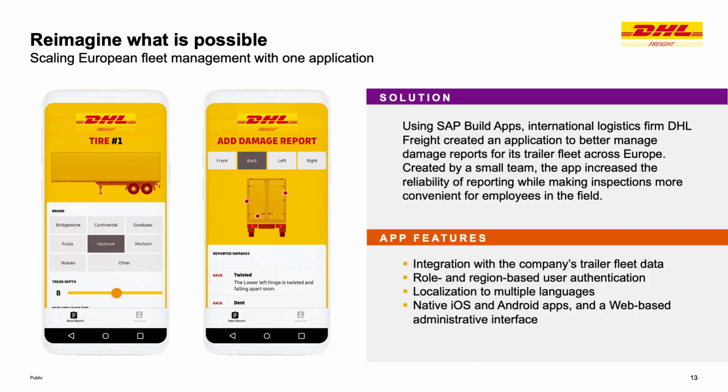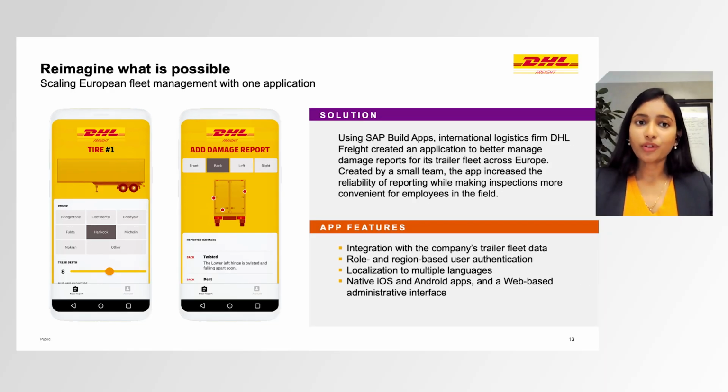Using SAP Build Apps, international logistics firm DHL Freight created an application to better manage damage reports for its trailer fleet across Europe. This app increased the reliability of reporting while making inspections more convenient for employees in the field. The app features included integration with the company's trailer fleet data, role and region based user authentication, localization to multiple languages, native iOS and Android apps, and a web-based administrative interface.